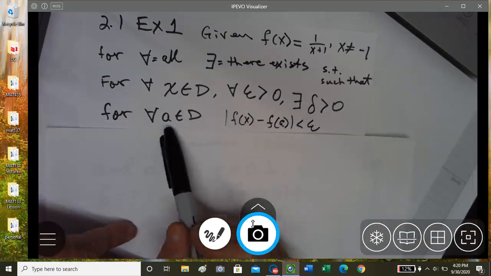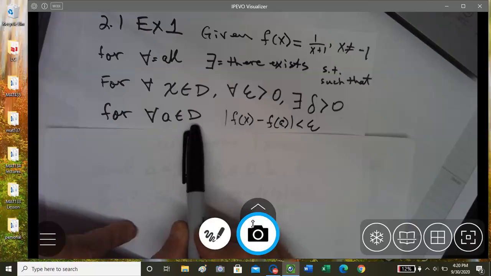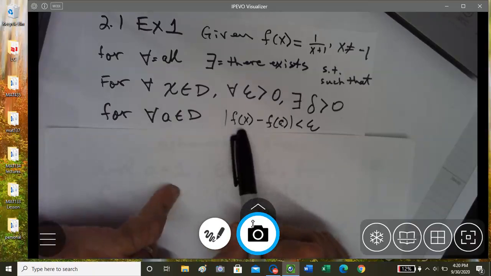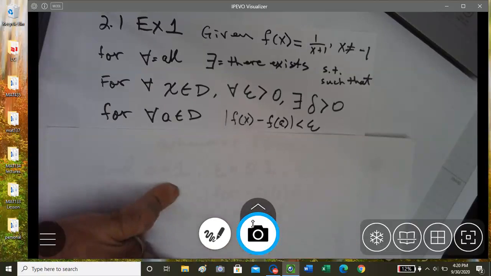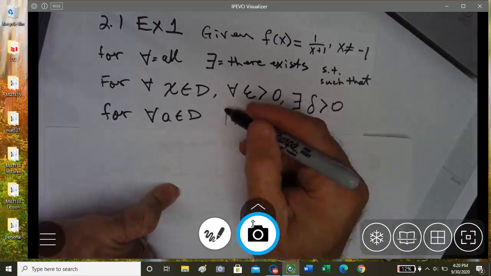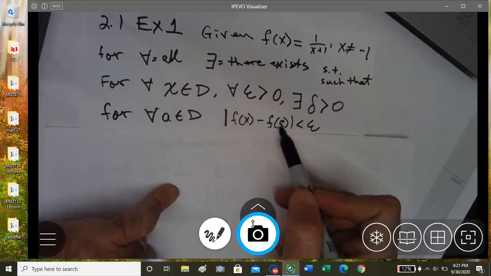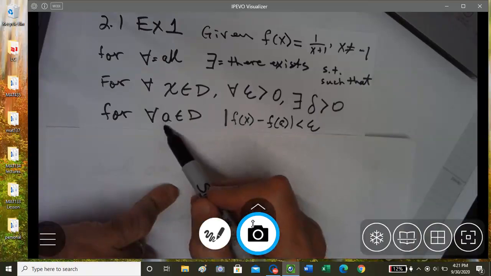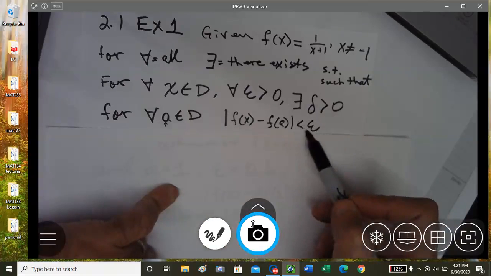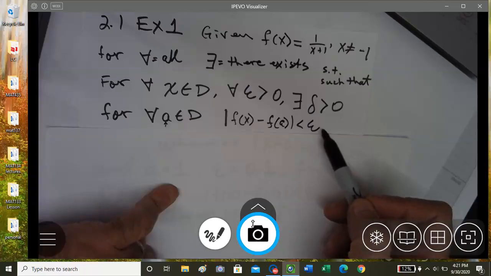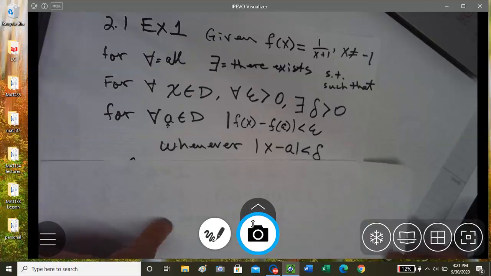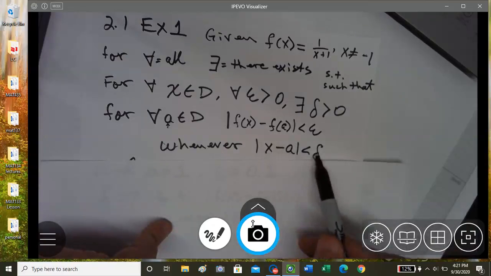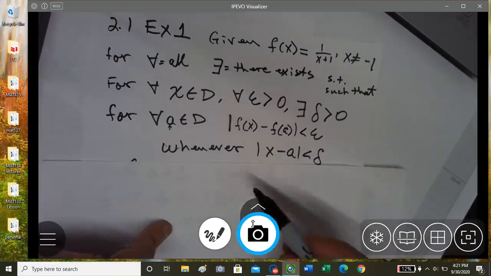For all some number a that's an element in our domain, we're saying that the absolute value of our function f of x minus f of a, which is the same number here, is less than epsilon, whenever x minus some number a is less than delta.